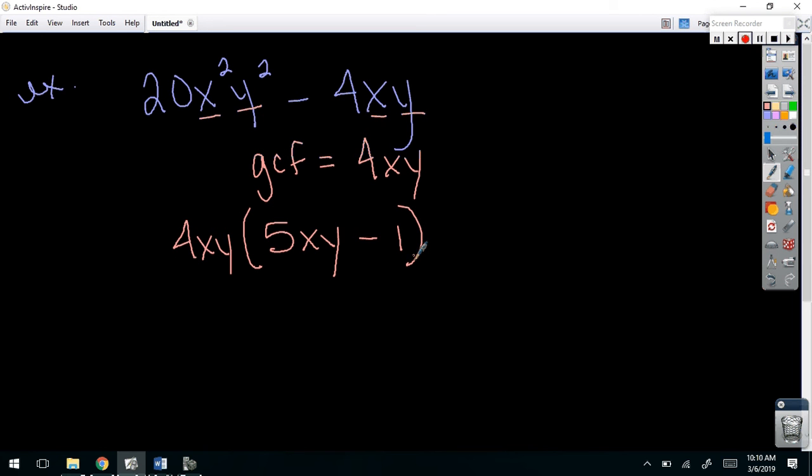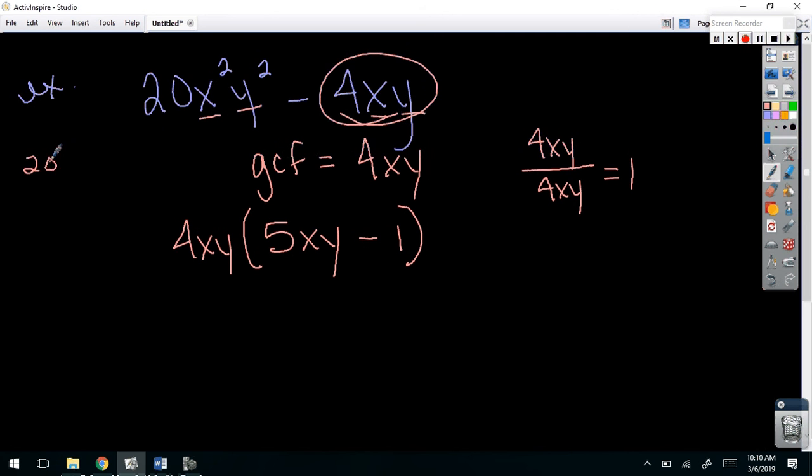Remember, if you start getting confused as to what's left, take each one and divide by the greatest common factor. Anything divided by itself is 1. If I did it with the 20, remember when we did those properties of exponents? 20 divided by 4 is 5, and we subtract exponents when we divide. 2 minus 1 is 1, 2 minus 1 is 1. Y'all are not even listening to the explanation.